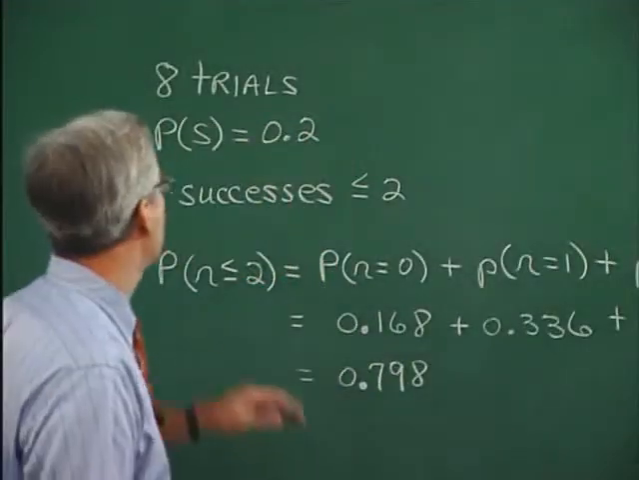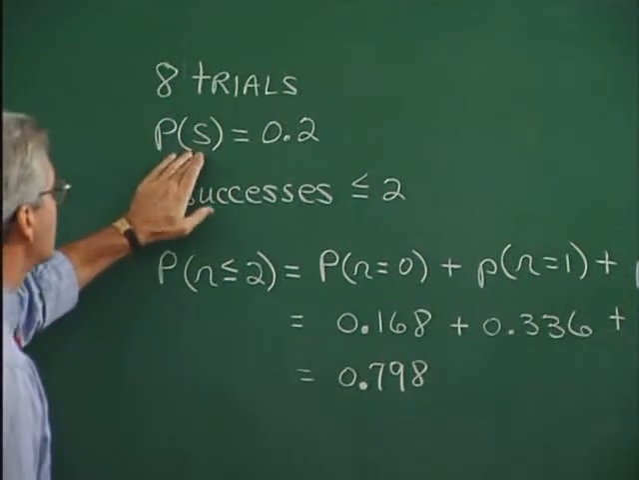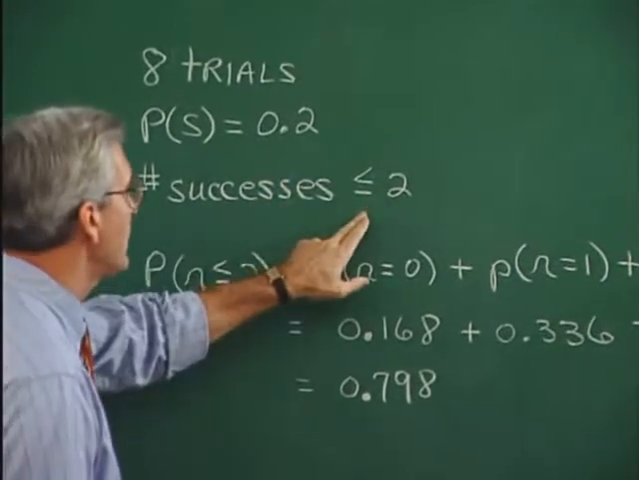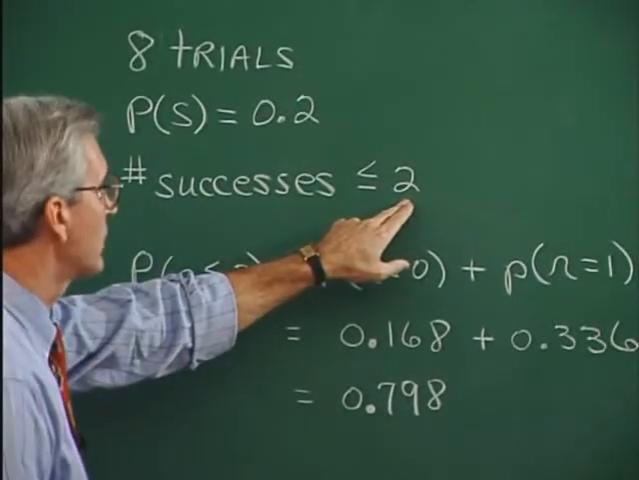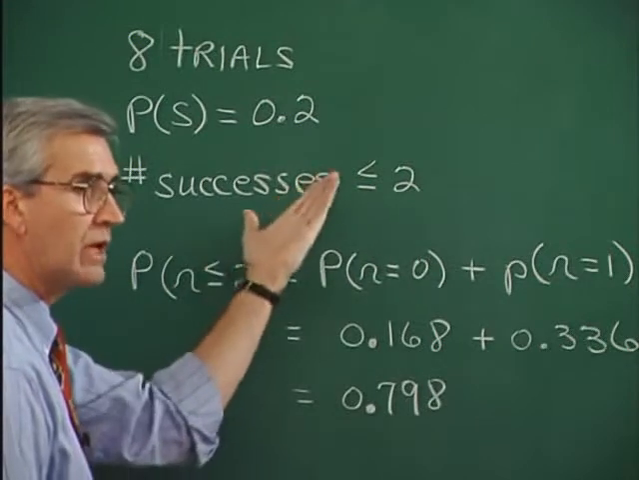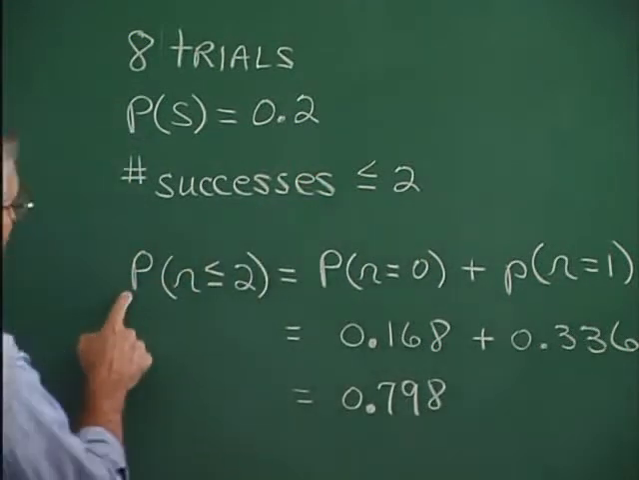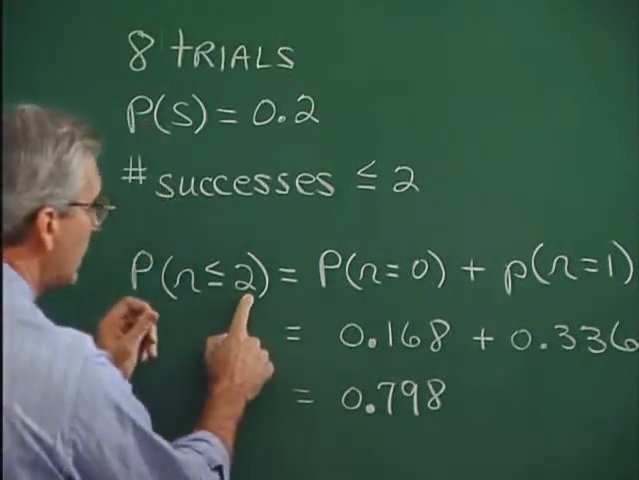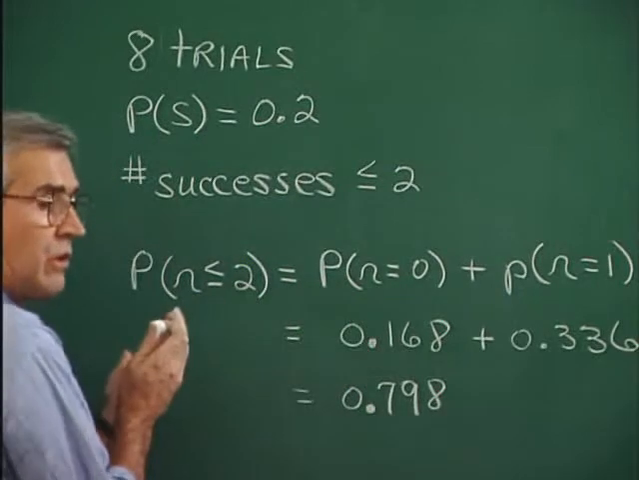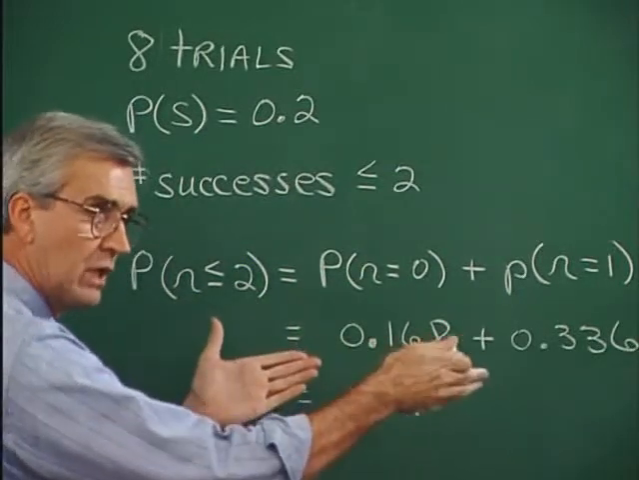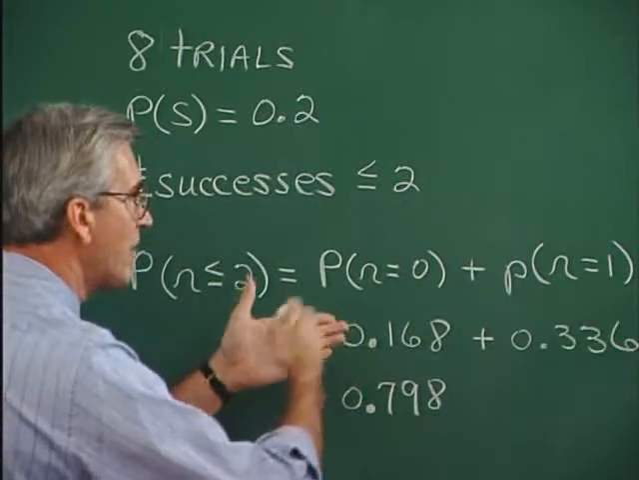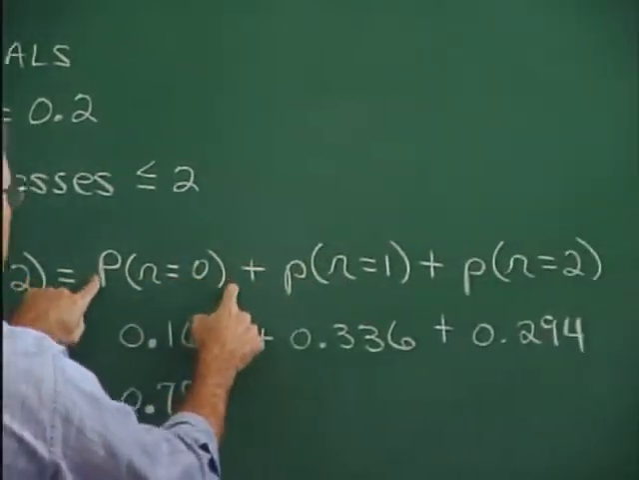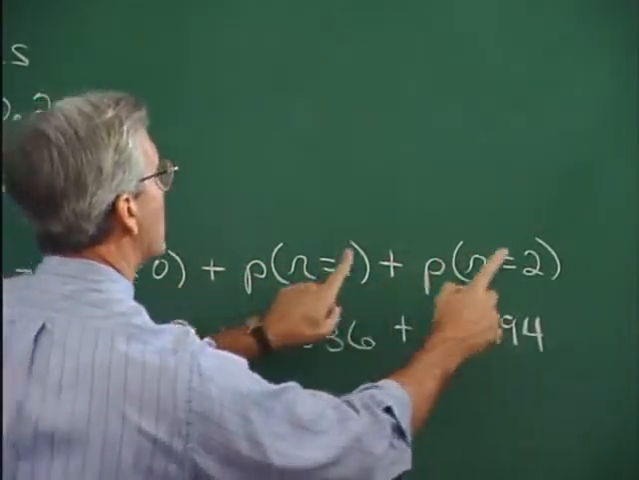In this problem, there are 8 trials. The probability of success is 2/10, and the number of successes is less than or equal to 2. So R is less than or equal to 2. The probability that R is less than or equal to 2 can be found by calculating the probability. Now, less than or equal to 2 means 0, 1, or 2. So it's found by adding the probabilities that R is 0, 1, or 2. So it's the probability that R is 0 plus the probability that R is 1 plus the probability that R is 2.